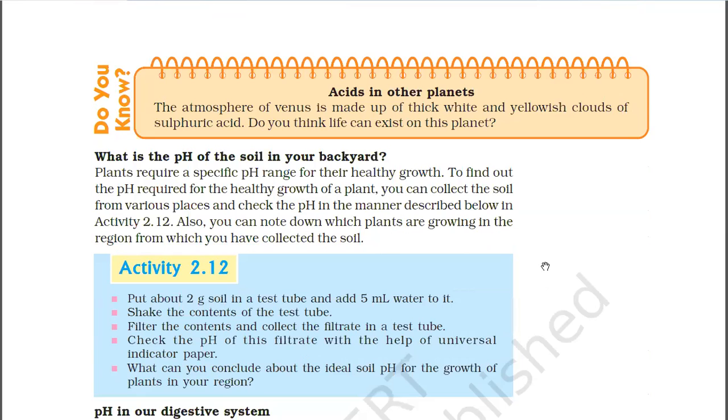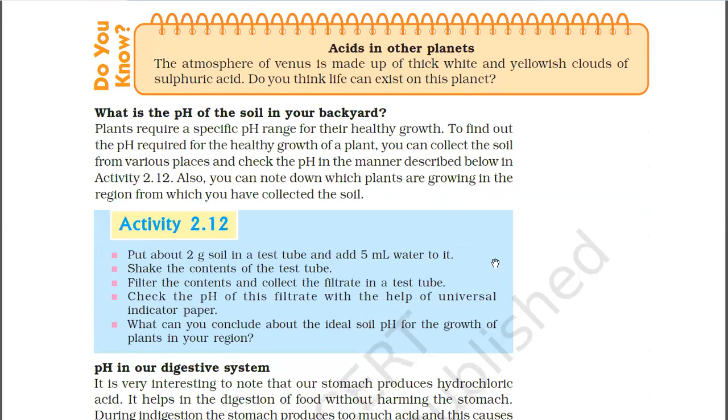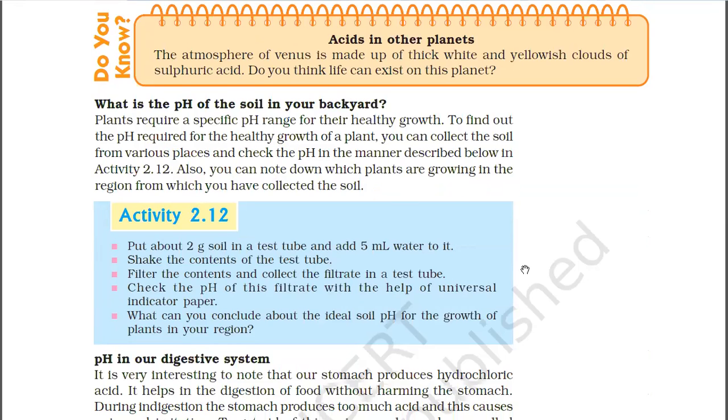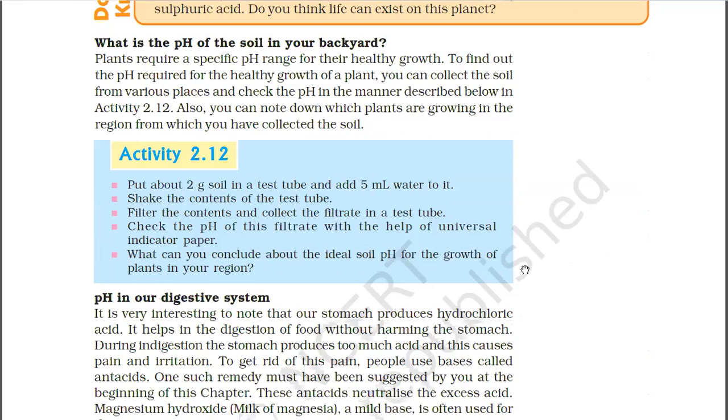What is the pH of the soil in your backyard? Plants require a specific pH range for their healthy growth. To find out the pH required for the healthy growth of a plant, you can collect the soil from various places and check the pH in the manner described below in Activity 2.12. Also, you can note down which plants are growing in the region from which you have collected the soil.